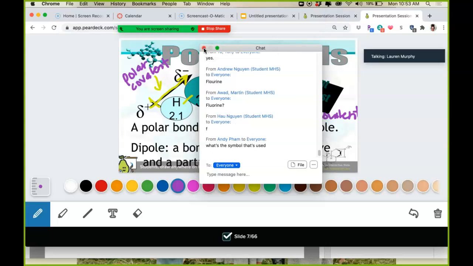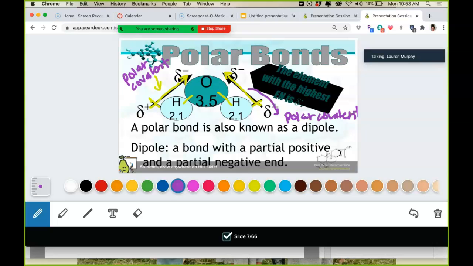So the symbol that's used is the arrow. So that's the arrow, and then this is a Greek symbol. It means partial. Partially positive, partially negative.